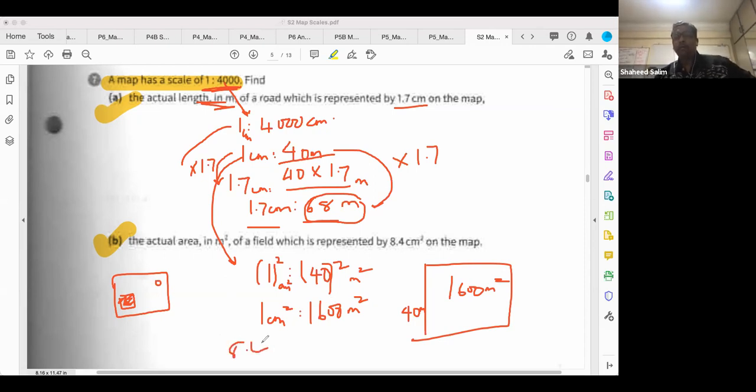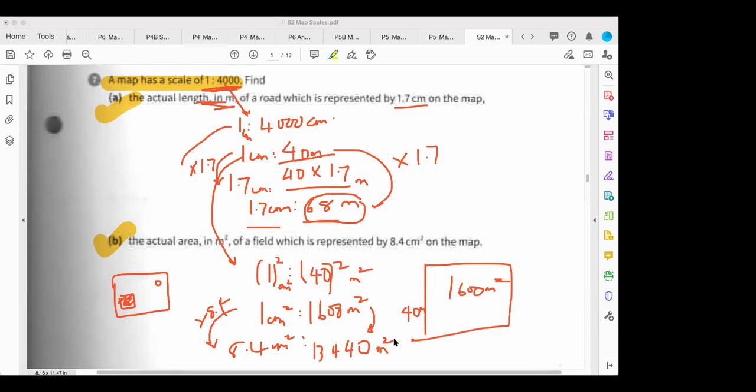So 8.4 cm square. Oh, I just times by 8.4 cm. Okay, I times by 8.4. I times this one by 8.4 also. And you will get this question 7. Okay, let's see. 1600 times 8.4 is 13,440.